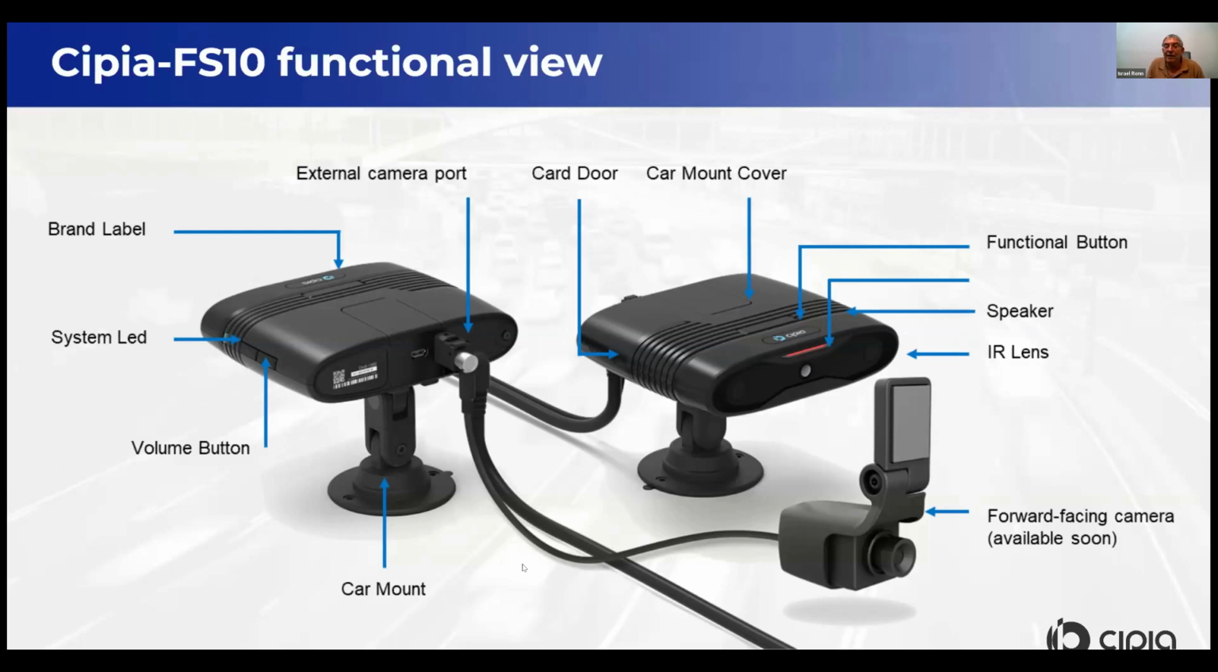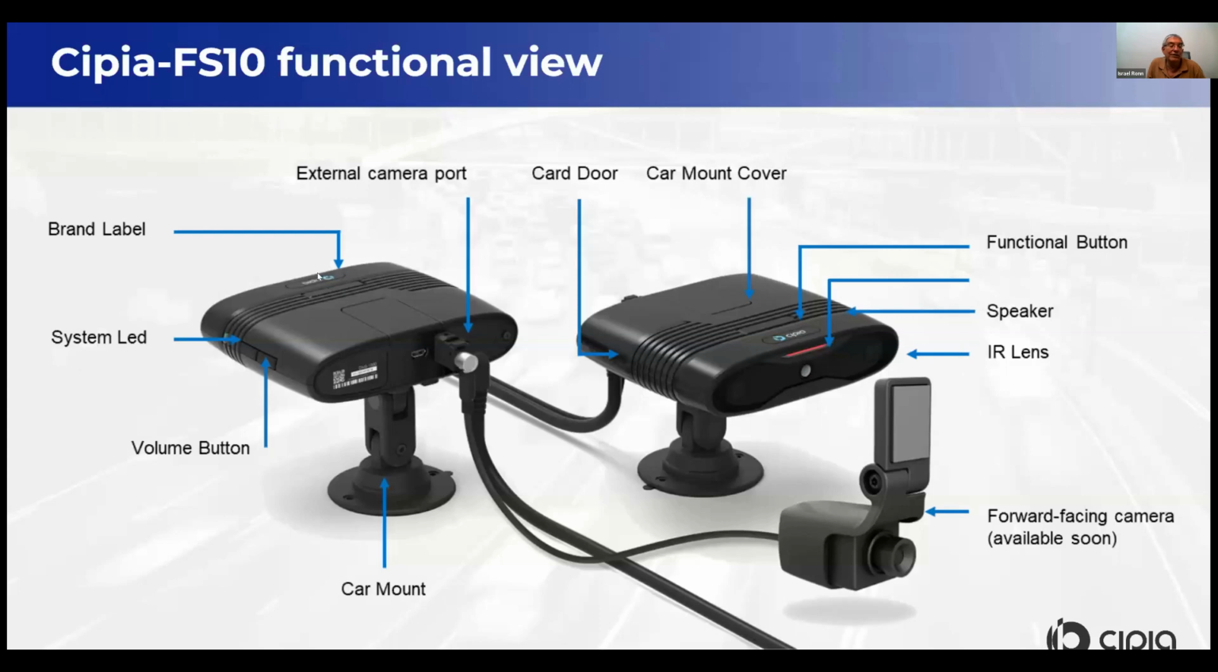We do have functional buttons that allow us to put the system into privacy mode, to reset the device, and even to program it as a panic button. The device can be mounted from the top and the bottom, and the car door allows us to put the SD card and LTE here. An external second camera port will allow us to connect a front-facing camera.